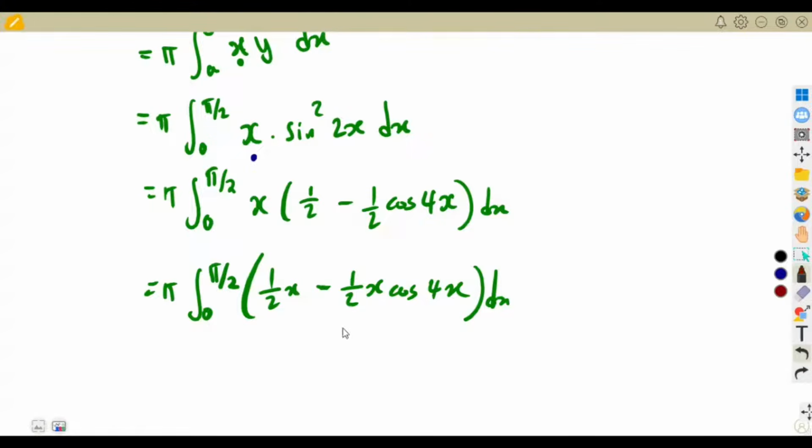So this is what we have. And in this case, half is actually common. It's a constant. So you can take it out of the integral, right? Out of the integration sign. So meaning to say, if we take this half, it is going to multiply with a pi.